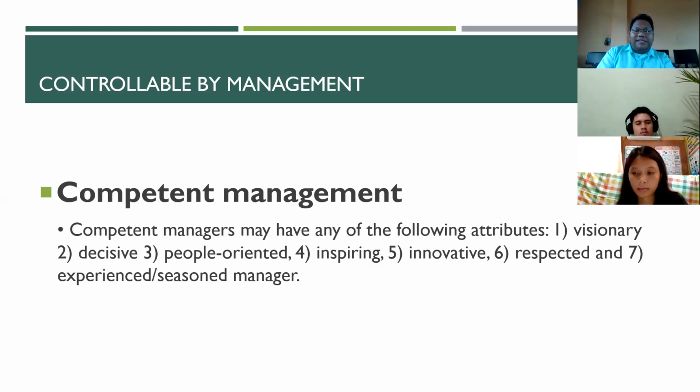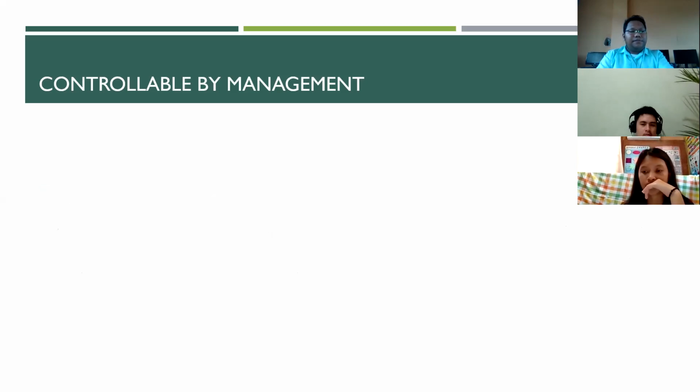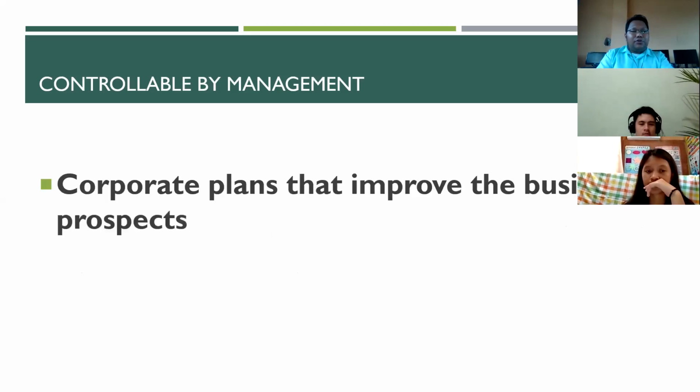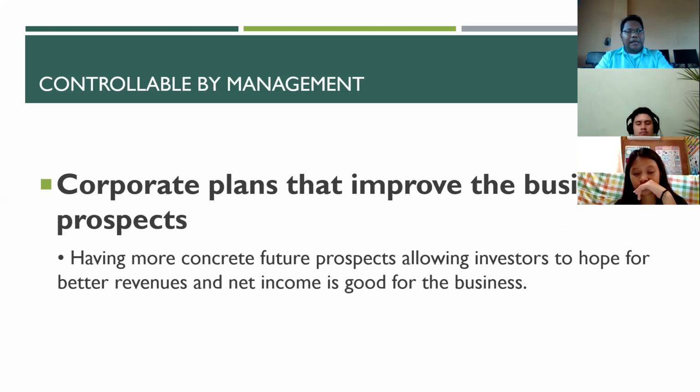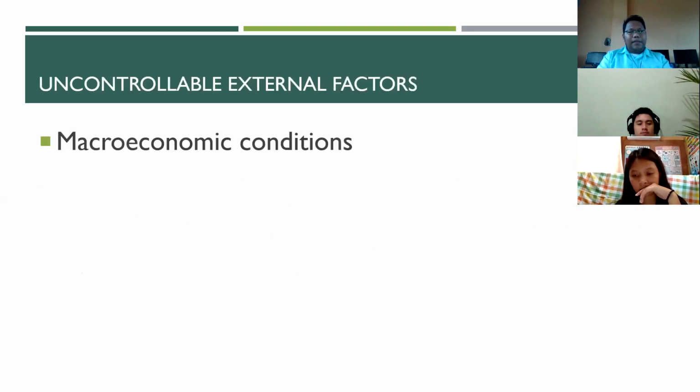To have all of these 7 characteristics or attributes would be so great. But it might not be that easy. It's not going to be easy to look for a competent manager that is visionary, decisive, people-oriented, inspiring, innovative, respected, and experienced or seasoned. It could be a combination of these attributes. Corporate plans, another controllable factor with the management, are corporate plans that improve the business prospects. Having more concrete future prospects, allowing investors to hope for better revenues and net income, is good for the business.